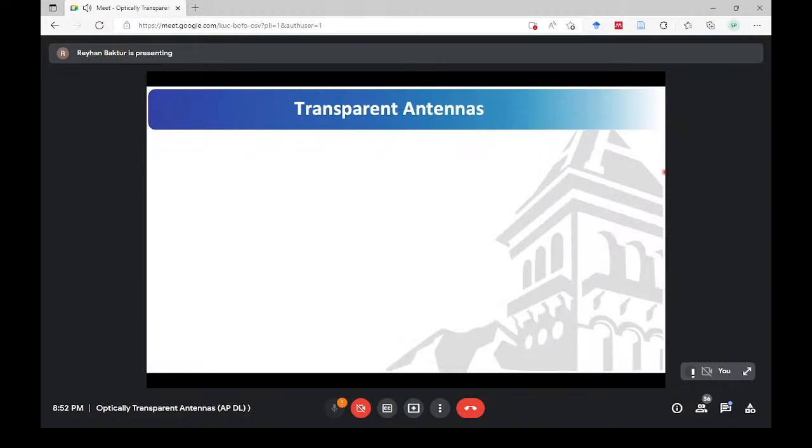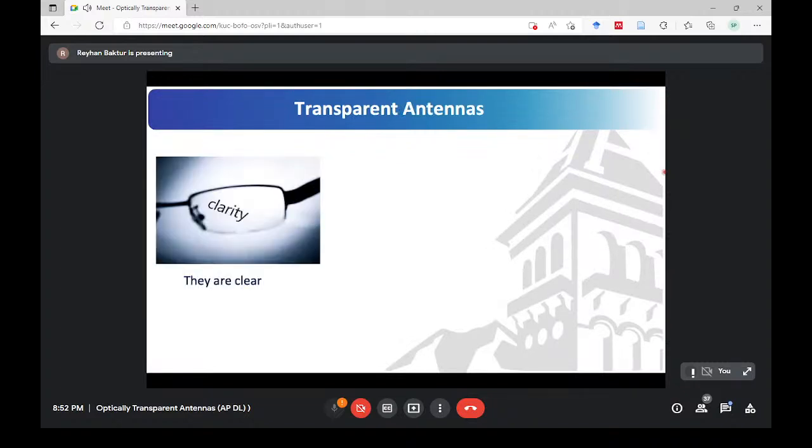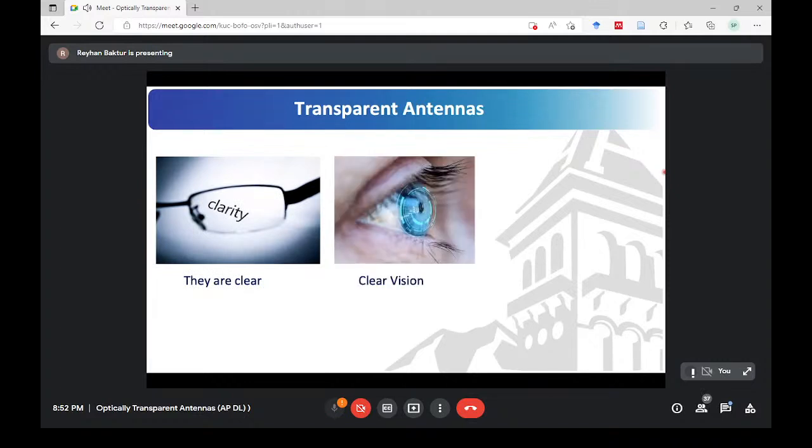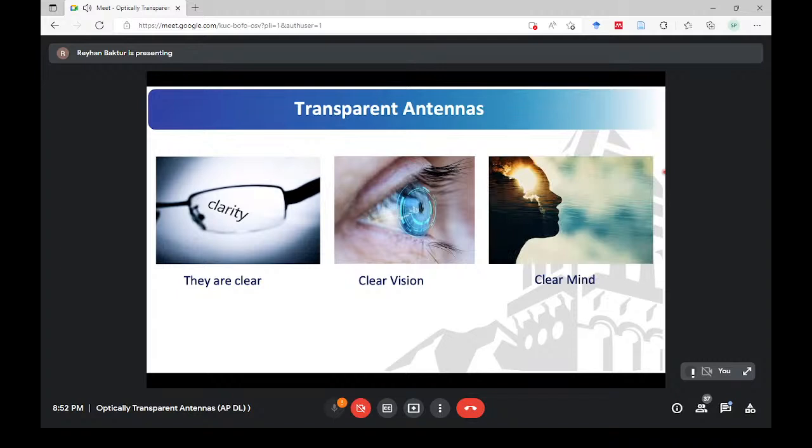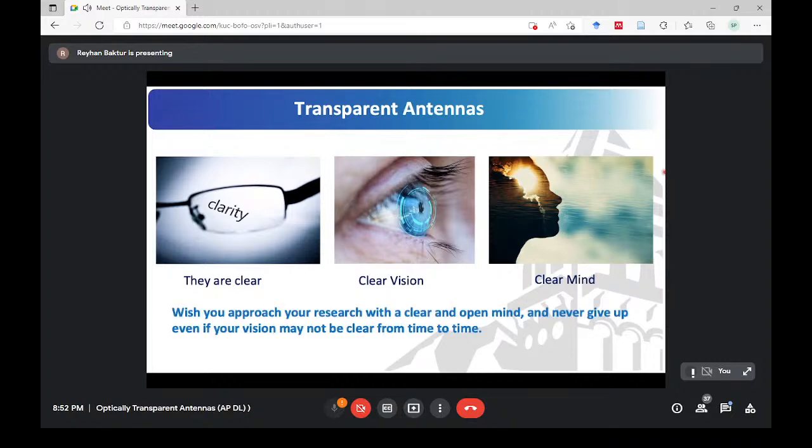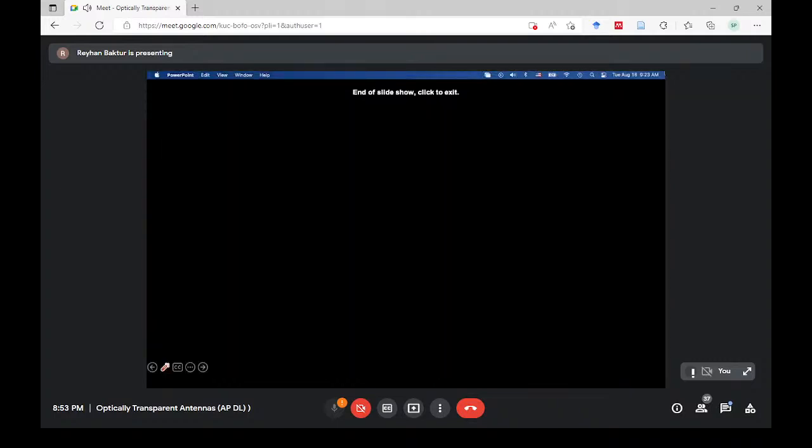And a quick summary on transparent antennas. They're clear, okay? It can be clear to our eyes, or maybe not clear to vision, but clear in another sense. So with that said, I hope you approach all your research projects and studies with a clear mind. Even if sometimes your vision may not be clear, as long as you keep your mind clear, you know how to solve problems. So that ends my presentation, and I am open for questions.